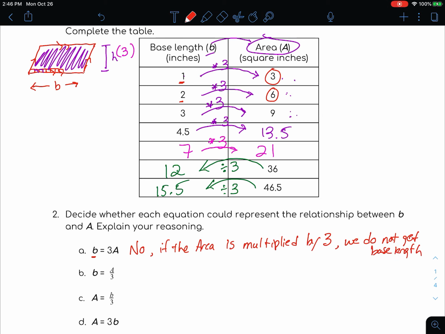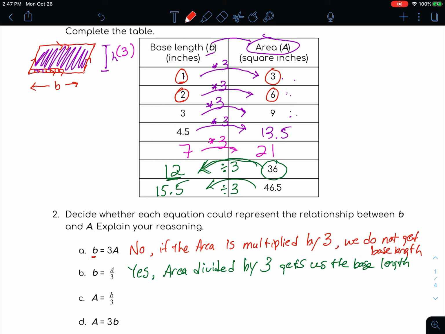What about the next one? Area is equal to base length divided by 3. All right, that one seems kind of sketchy because the previous one essentially had that same thing and that worked, so I don't know why it would work here. Let's just check it. If we take the base length and divide it by 3, does 1 divided by 3 get us to 3? Does a base length of 2 divided by 3 get us over to 6? No, that's the reverse of what we were doing before. So no, base length divided by 3 is not the area.